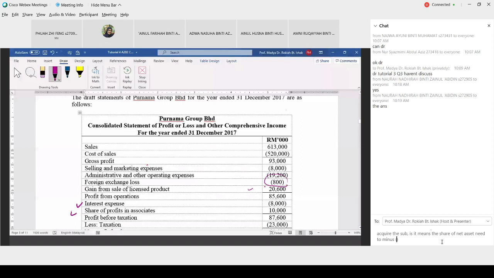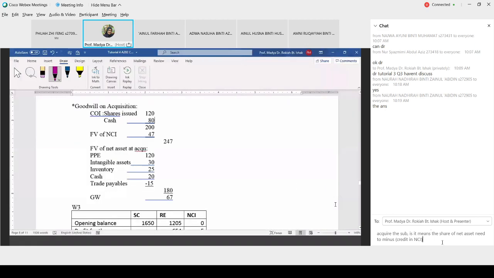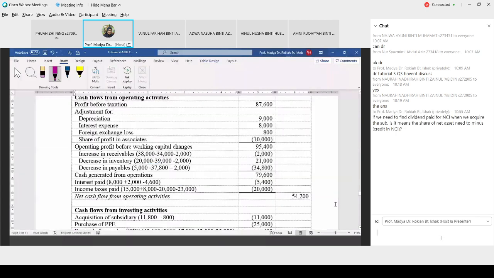Another few minutes. Proceed with question 2. Okay, so this is Purnama. You start with the profit before taxation. Adjustments here: depreciation is given in item number 1. Interest expense, we need to add back. Foreign exchange loss also needs to be added back. This one is not from operating; it is related with cash and cash equivalent, so it does not relate with operating activities.